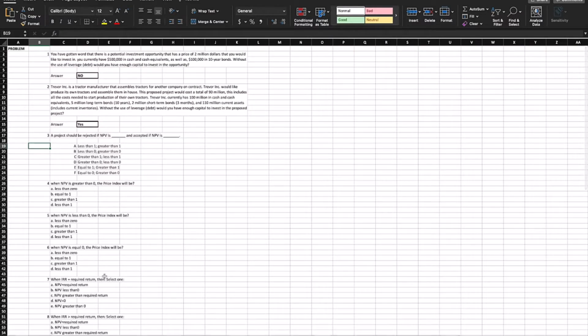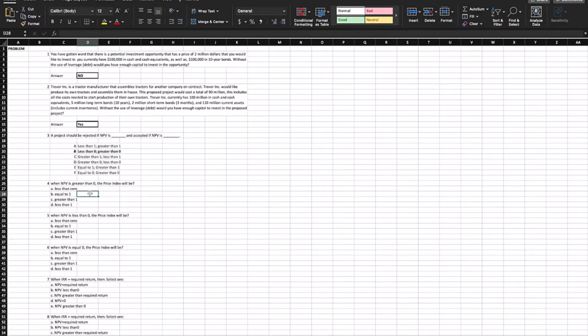So with that idea in mind, we can go ahead and look down the list of options here. So anything less than 0, so a project should be rejected if it is less than 0. So this gives us this one answer right here. So we're going to go ahead and bold this. So option B is your best answer here.